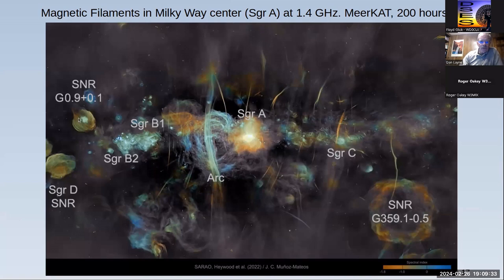And this also shows SNR, supernova remnants. So it shows several supernova remnants around the center of the galaxy. There's a lot of chaos. It's very dynamic. But what was very interesting and totally unexpected was these very large magnetic arcs and magnetic filaments just showing up in this very dense region in the center of the Milky Way. So, with these radio telescopes, they are certainly finding more structure and more things that they didn't know.